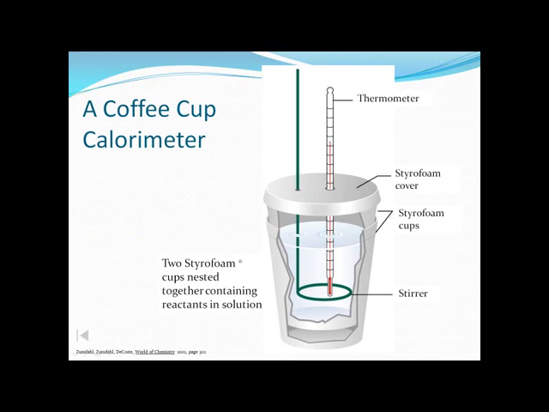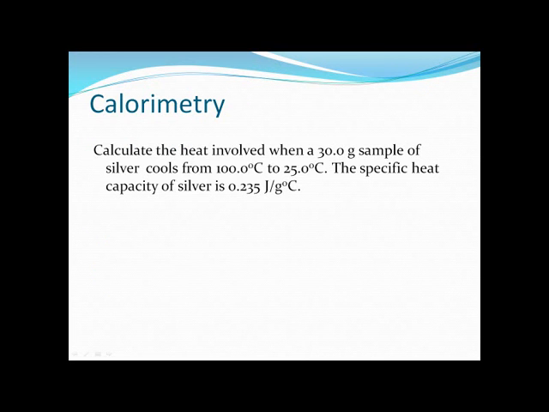The common way it's done in chemistry class is to use a coffee cup calorimeter, and that's a couple of styrofoam cups. You may or may not have a styrofoam cover. Thermometers have been replaced by temperature probes with the Vernier LabQuest, and usually they're a resistor. Sometimes they're made out of metal, sometimes they're glass.